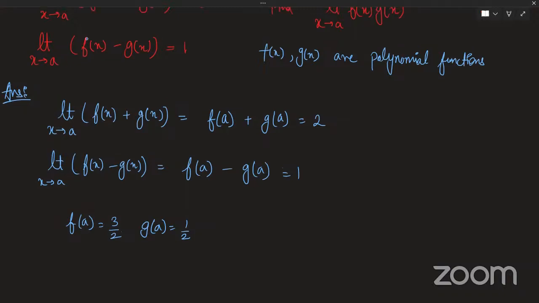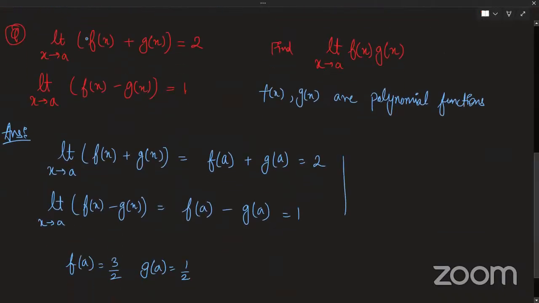Okay, great. So now we have limit x tends to a, f of x into g of x. Now can you calculate it? 3 by 4. Answer 3 by 4. But how do I evaluate such a limit? How do I evaluate this thing?